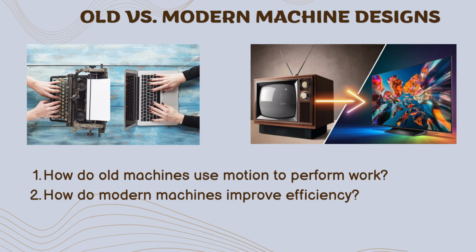Now, let's think more deeply. First, how do old machines use motion to perform work? And second, how do modern machines improve efficiency? Kindly answer this in your notebook as well. Again, for number one, how do old machines use motion to perform work? And how do modern machines improve efficiency?